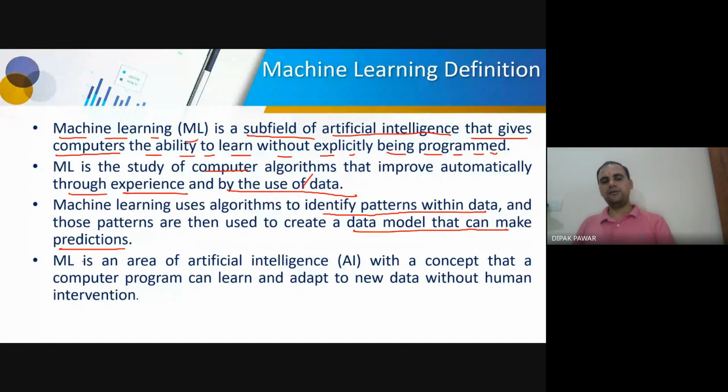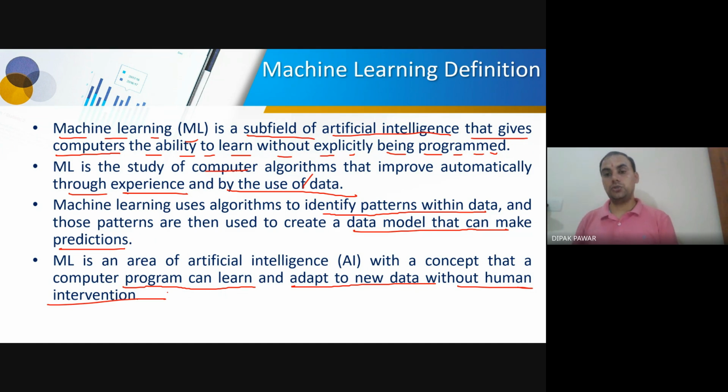And lastly, we have one more definition. ML is an area of artificial intelligence with the concept that a computer program can learn and adapt. What is written here? The important point is that a computer program can learn and adapt to new data without human intervention. There is no intervention of a human in the case of machine learning. Is it clear? Are you having any issue with this? This is the definition of machine learning.